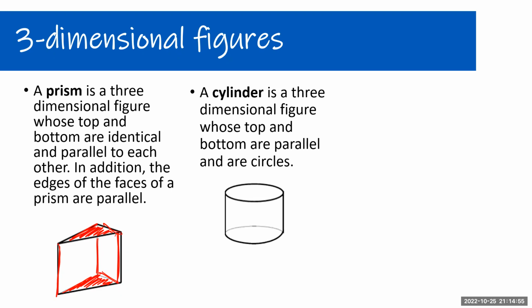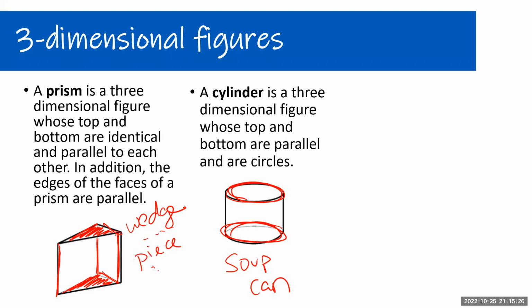A cylinder is similar to a prism, but we have circles as our top and as our bottom, okay? They are going to be parallel, again, just like 2 pieces of paper or the floor and ceiling. And then they are connected kind of by, you know, that soup can idea, okay? A lot of times we think about this as a soup can. Sometimes we can think about this as a wedge, or some of my students think about it as a piece of cake, okay?